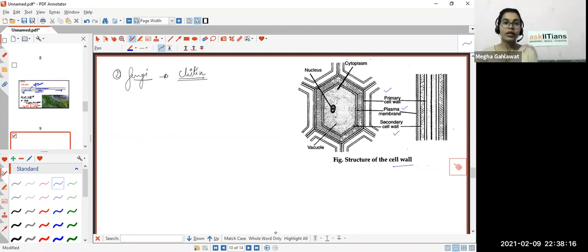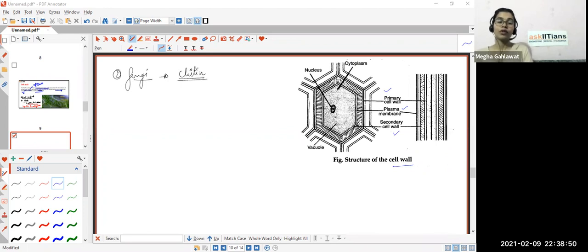See, the primary cell wall is something which basically is formed in the very beginning. The primary cell wall could be made up of cellulose, it could be made up of hemicellulose, etc. The primary cell wall is very, very thin since it is formed in the beginning, and it is elastic as well in order to let the cell grow a bit more in size, because it just happens in the beginning, in the very starting of the cell formation, right?